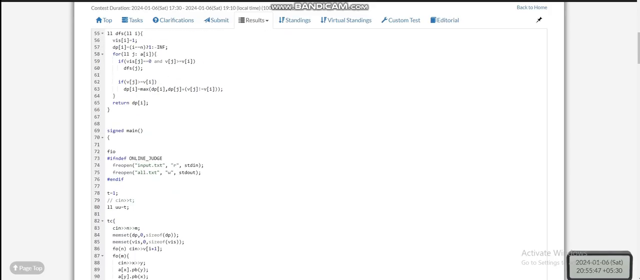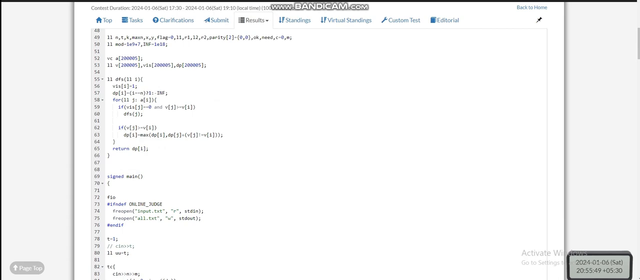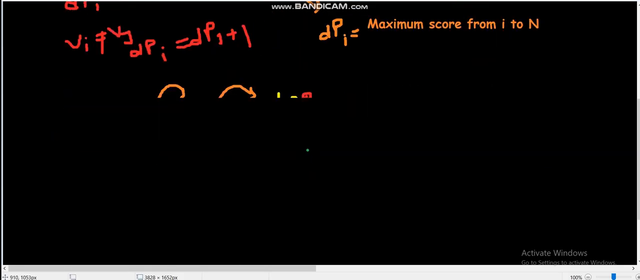Okay, so here I am initializing v's of i equals to 1. Now if i equals n, we are doing dp of i equals 1, else dp of i is equal to negative infinity. So why are we doing this? Let's say we have something like 1 2 1 3 and 4. So dp of 2 will be nothing but negative infinity, because we can't reach 4 from 2.